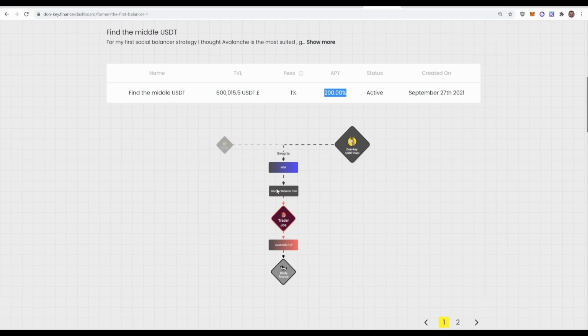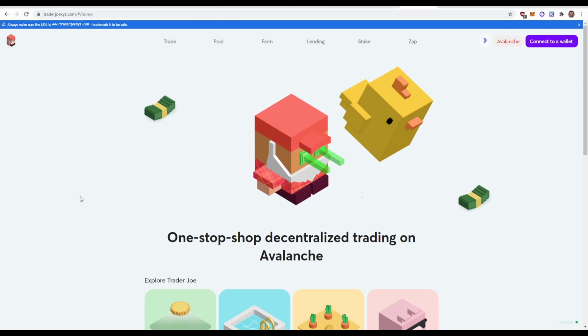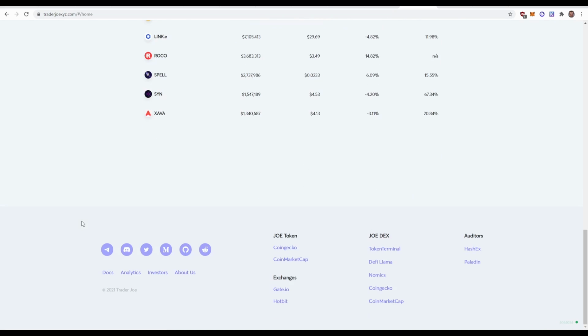Let's talk about Trader Joe here. So Trader Joe is probably the most prominent AMM on Avalanche. I don't know a whole lot about them, but we can see they have been audited twice. I don't know any of these auditing companies. Again, I'm not putting too much weight personally on audits, but it is a criteria that people look out for. So I feel it is worth mentioning.